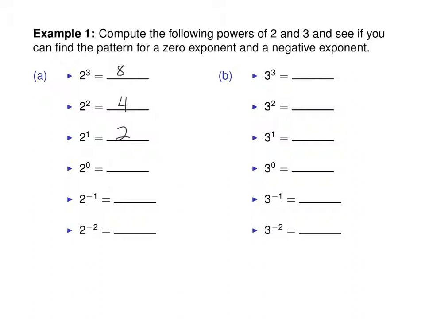Okay, so what pattern happens as you decrease the exponent by 1? Your answer's divide by 2, right? So continuing the pattern, my exponent goes down by 1, right? So what should 2 to the 0 be? 1. Don't tell me it's 0 because it's not, okay? It's 1. And then continuing the pattern, what is 2 to the negative 1? 1 over 2. What's 2 to the negative 2? 1 over 4. That's the same thing as 1 over 2 squared, right?